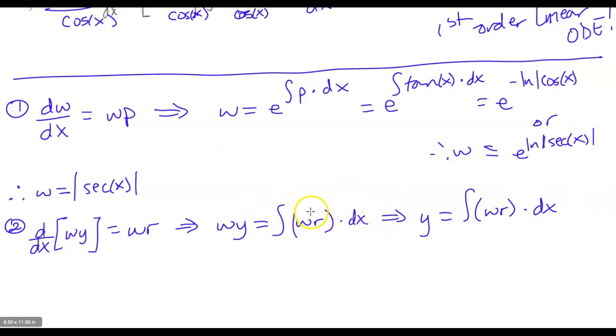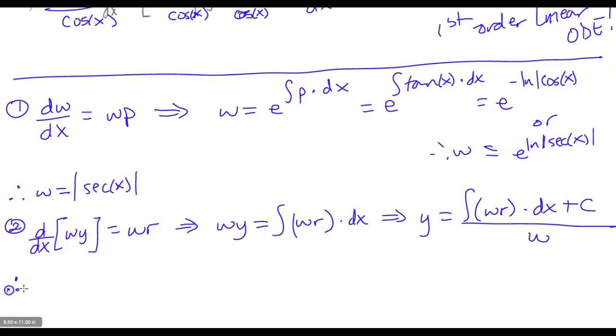And I forgot to put the plus c here. I need to put that there, because whenever we do the antiderivative of this part, it has an integration constant, and whenever we do the integration on this side, it'll have a plus c in it too. So I'm just going to put it here, and we'll divide this by w.